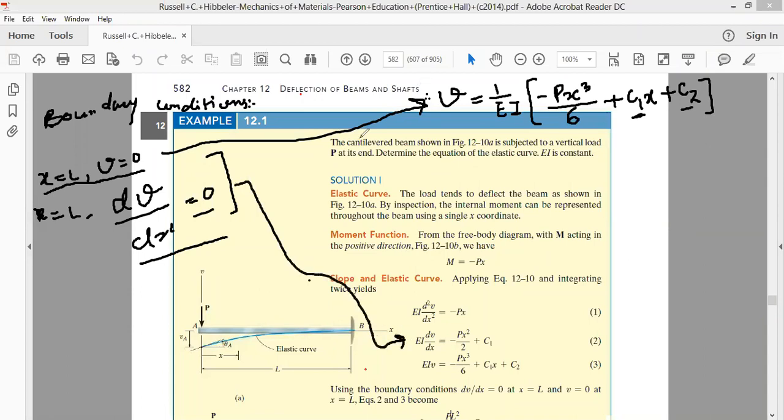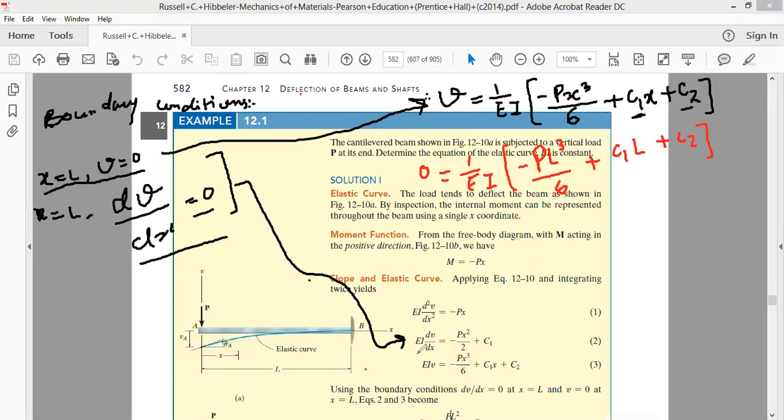As we substitute x equal to L, ν equal to 0, we obtain 0 equals 1 by EI into minus P, x equal to L, that is PL cubed by 6, plus C1 L plus C2. This is one equation we will obtain.